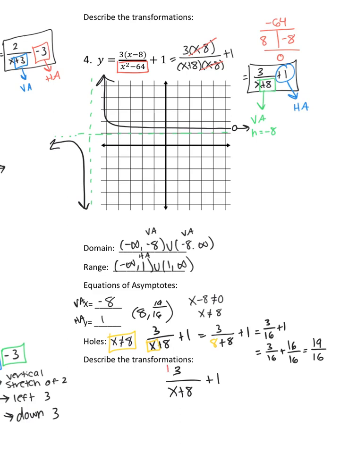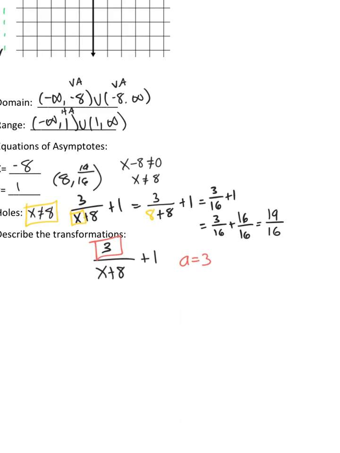Okay, so the number on the top, if A is 3, that means that I have a vertical stretch. The number attached to the x, so this plus 8, is your h value, but it always changes sign, so this is actually going to move us to the left 8. And the plus 1 in the back is your k, so that's going to move me up 1.